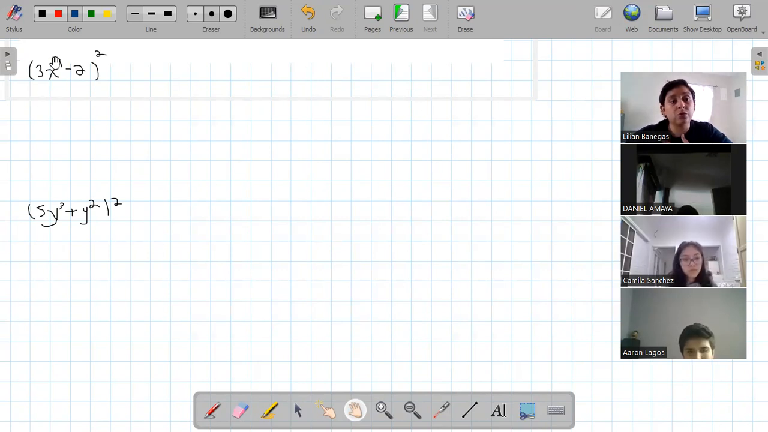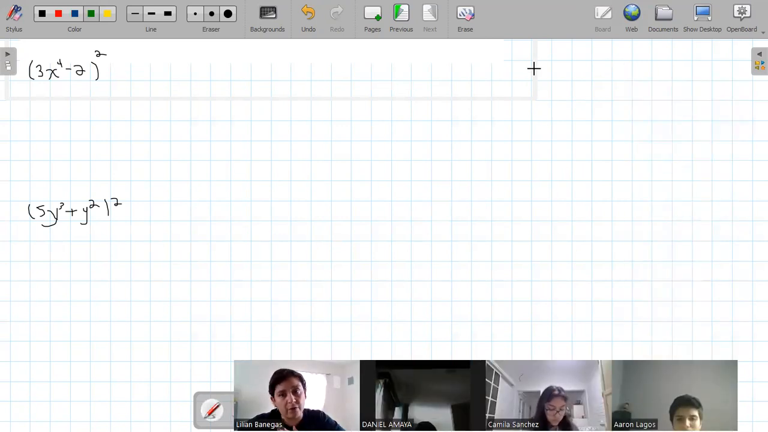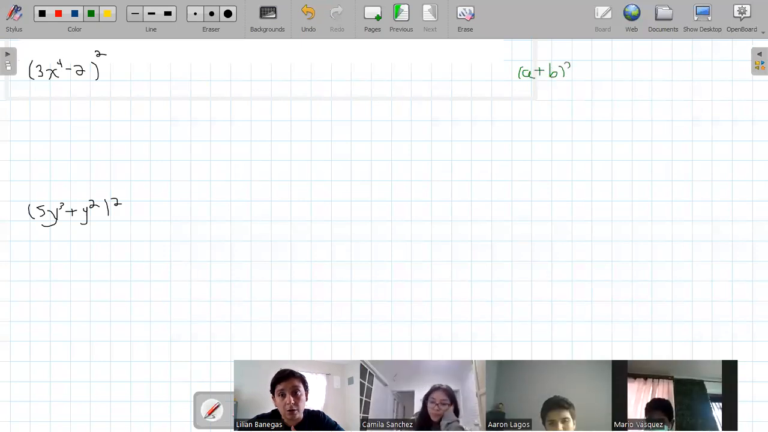So what are our formula 1 and 2? We have 3x to the 4th power minus 2, to the square. And we have 5y cubed plus y squared, and that to the square. So I'm going to write over here the first 3 formulas. We have perfect squares: a plus b, to the square, and the answer, because we're doing multiplications, is going to be a to the square plus 2 times a times b plus b to the square. This is our first formula.